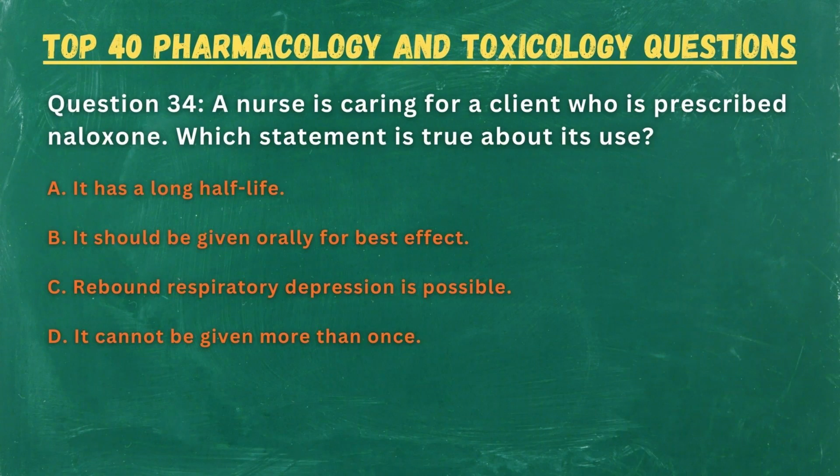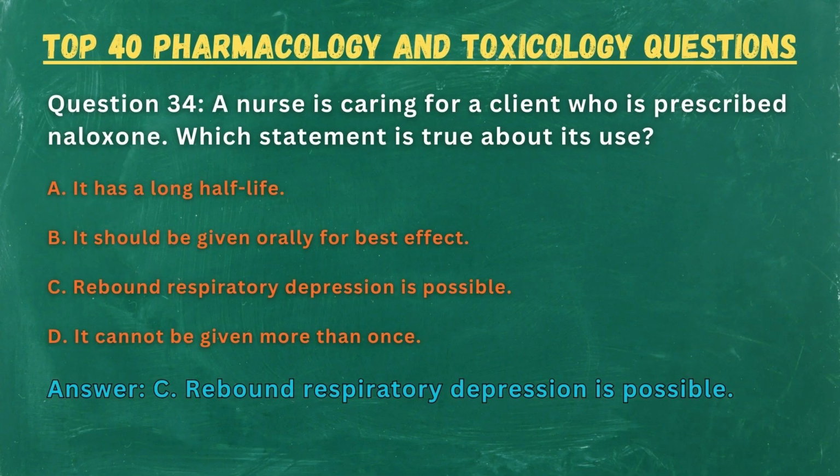Question 34. A nurse is caring for a client who is prescribed naloxone. Which statement is true about its use? A. It has a long half-life. B. It should be given orally for best effect. C. Rebound respiratory depression is possible. D. It cannot be given more than once. Answer: C. Rebound respiratory depression is possible.